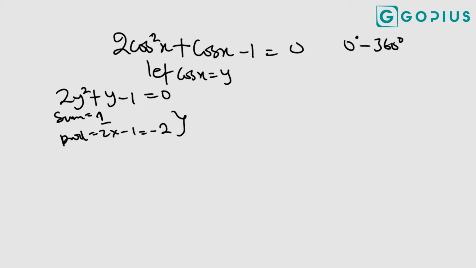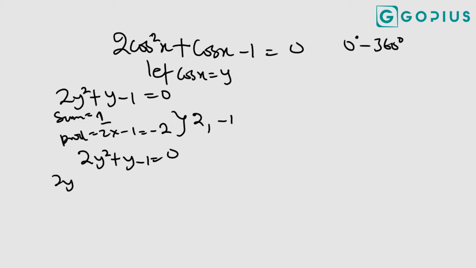So I'll think of 2 numbers such that when I add, I have the sum as 1, and when I multiply, I have the product as minus 2. The 2 numbers are actually 2 and minus 1. 2 plus minus 1 will give you 1, which is our sum, and 2 times minus 1 will give you minus 2, which is our product. So our quadratic equation is 2y square plus y minus 1 equals 0. The 2 numbers are plus 2 and minus 1.